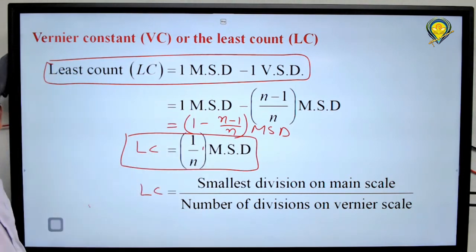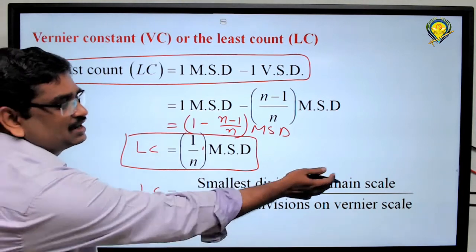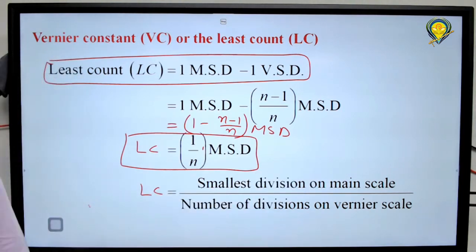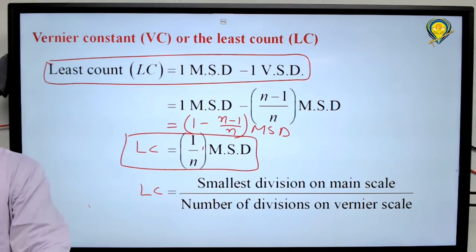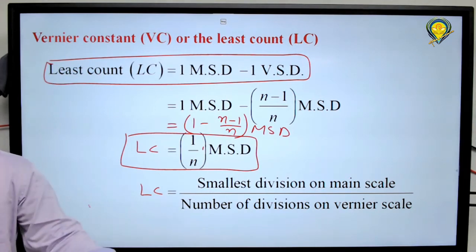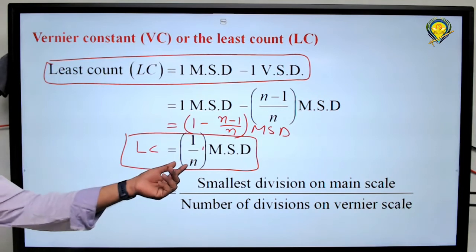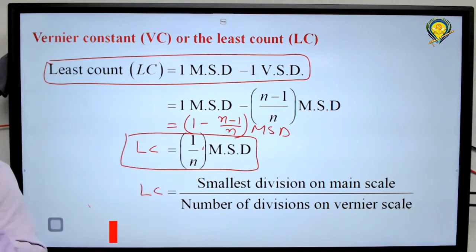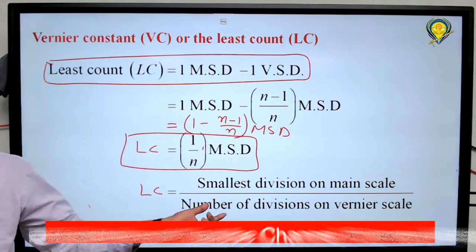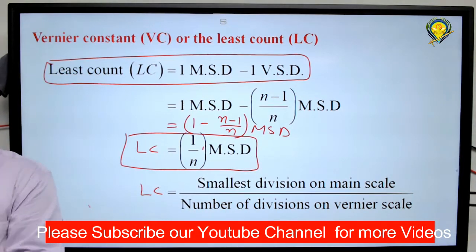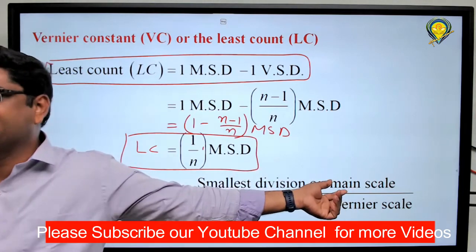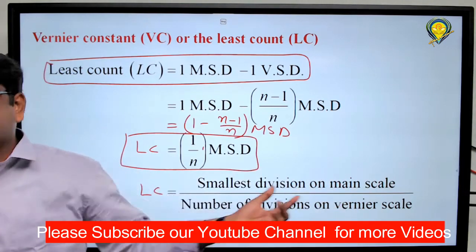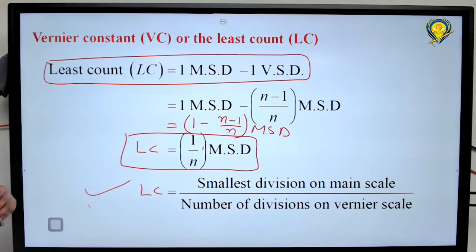One main scale division. So, one main scale division means that is the least possible value on main scale. So, smallest division on main scale. We can write like that also. One main scale division, or we can write it as a smallest division on main scale. Next, what is n? Small n. Number of divisions on vernier scale. So in that question, if they specify smallest division on main scale and the number of divisions on vernier scale, then you can use this equation directly.